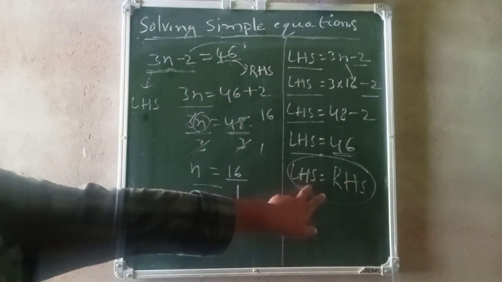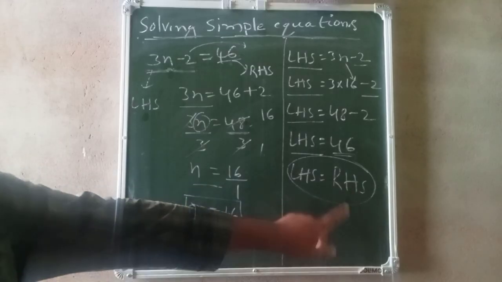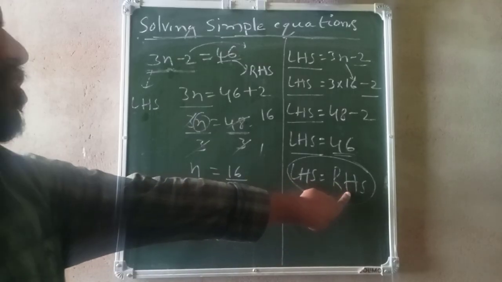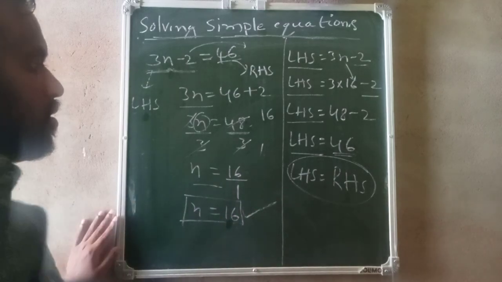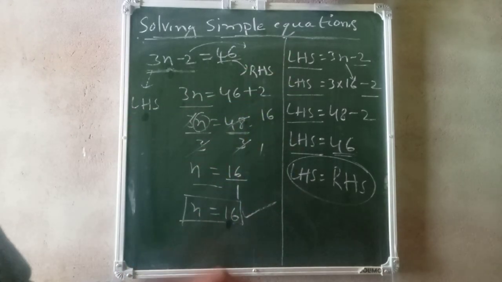See, we got LHS is equal to RHS. When LHS is equal to RHS, that means this answer is correct. So like this, you can check whether this answer is correct or not.